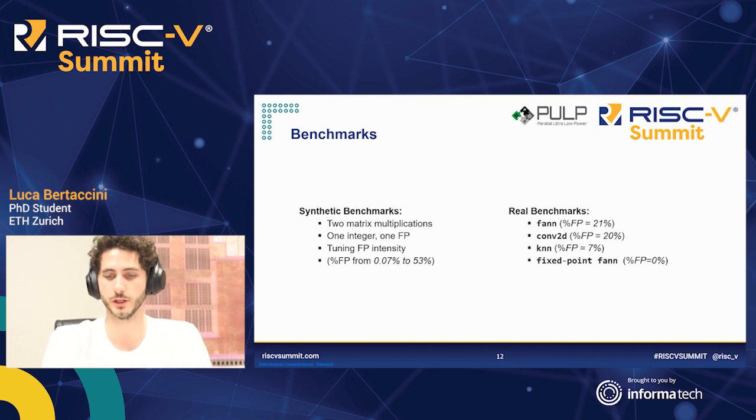As regards the real benchmarks, we used FANN, an extract of the Fast Artificial Neural Network library. We used a 2D convolution, the KNN algorithm, K nearest neighbors, which is a pattern recognition algorithm, and a fixed point version of FANN. So for the first 2 real benchmarks, the percentage of floating point instructions is around 20%, while for KNN it is around 7%, and there are no floating point instructions in the case of the fixed point FANN.